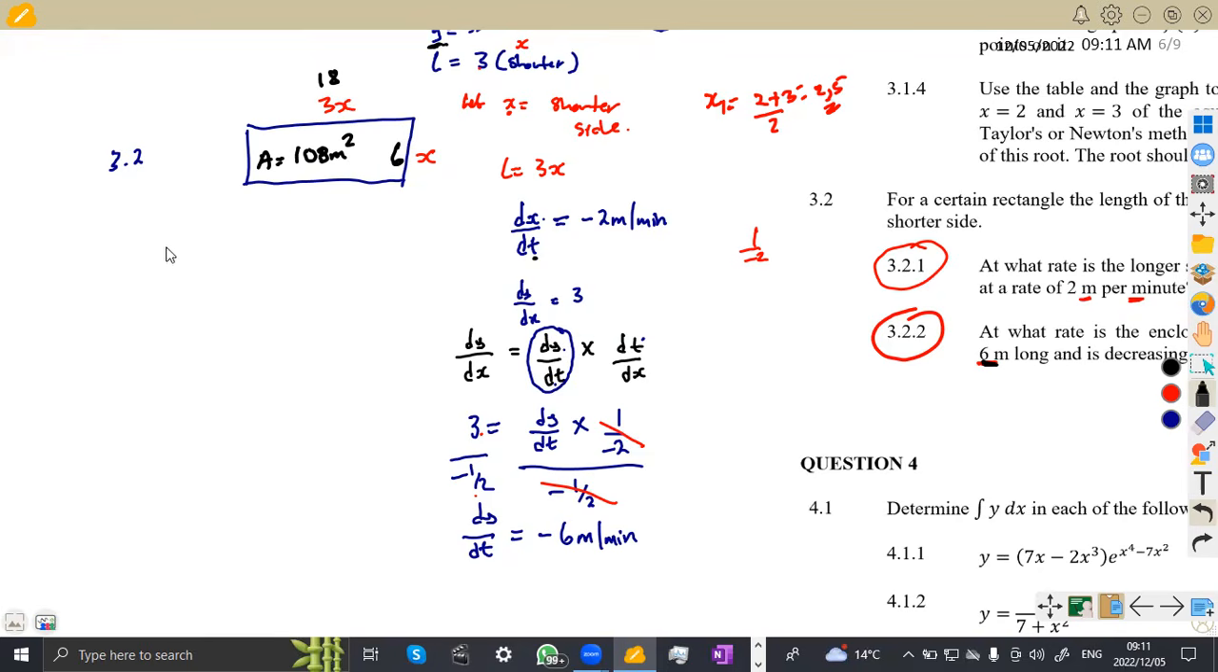That is the actual area. But what about the area in terms of x? Our area in terms of x is going to be given by length times width, which is 3x by x. And this is going to be 3x squared. So this is the expression for the area.